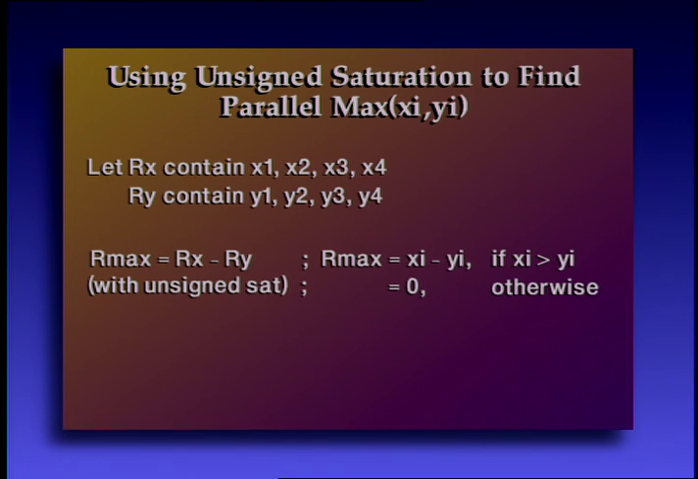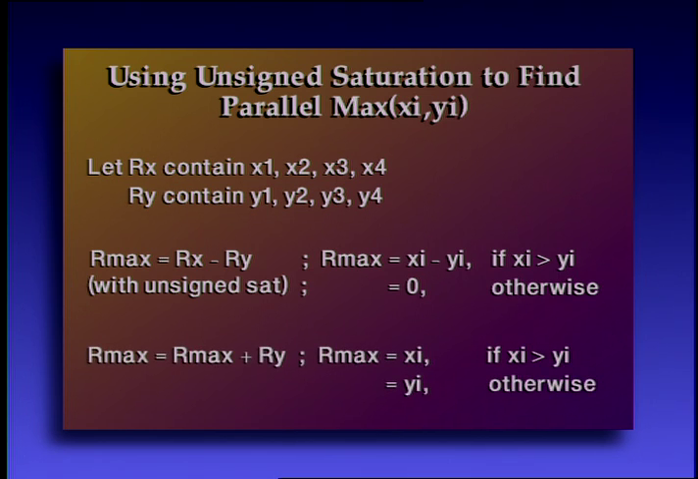Now what this does is that for each subword, the resulting value would be x minus y if x were greater than y. But it would be 0 if x were less than or equal to y. This is because of unsigned saturation, since the resulting value in unsigned saturation must be no smaller than 0. The second add operation will add back the value Ry to the result of the first operation. Now, if the result of the first operation is x minus y, then now the result of the second operation would be x, which is the new maximum value, since x is greater than y.